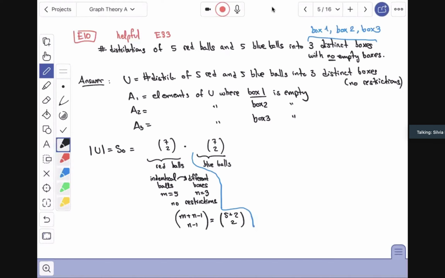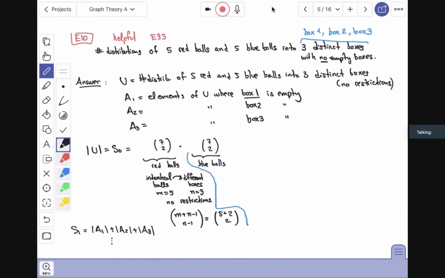I'm going to leave this to you. It's going to be something similar, but instead of 3 boxes you have 2 boxes, because box 1 is empty. For the cardinality of A1, the only thing that changes is that you have 2 boxes instead of 3. And when you have a double intersection, you only have 1 box instead of 2, and so on. So try to finish this. This is the setup.